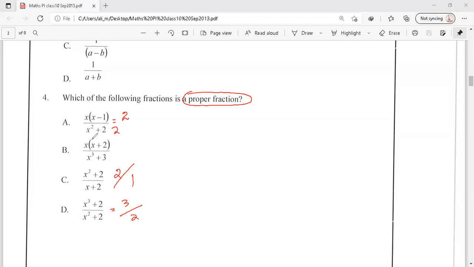In option B, if we multiply x with x plus 2, the highest power will be 2, and in the denominator, the highest power of the variable is 3. So this is the correct answer, in which the degree of the polynomial in numerator is less than the degree of the polynomial in denominator. So correct option is option B.